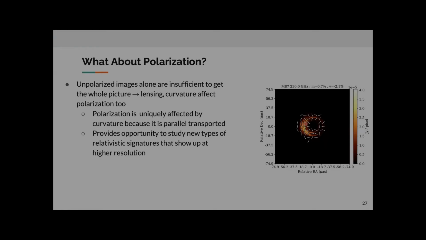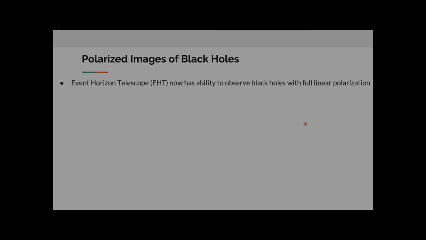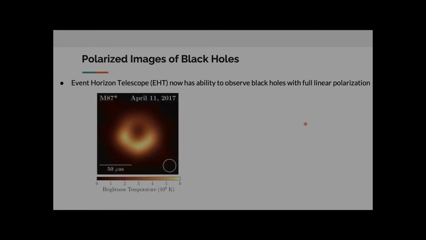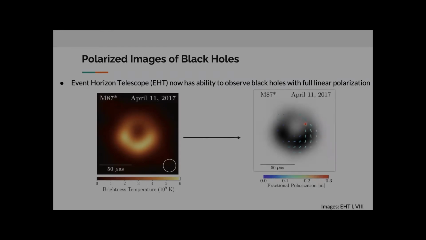And polarization is particularly important to study right now because the Event Horizon Telescope now has the ability to observe black holes with full linear polarization. So what started off as this blurry unpolarized image that was released in 2019 has since been upgraded, as of a few months ago, to an image shown in full linear polarization. Here it's the same image, but now shown with these tick marks whose length corresponds to the polarized intensity of the image and whose orientation tells us the orientation of the electric field. So we're incorporating the linear polarimetric data.